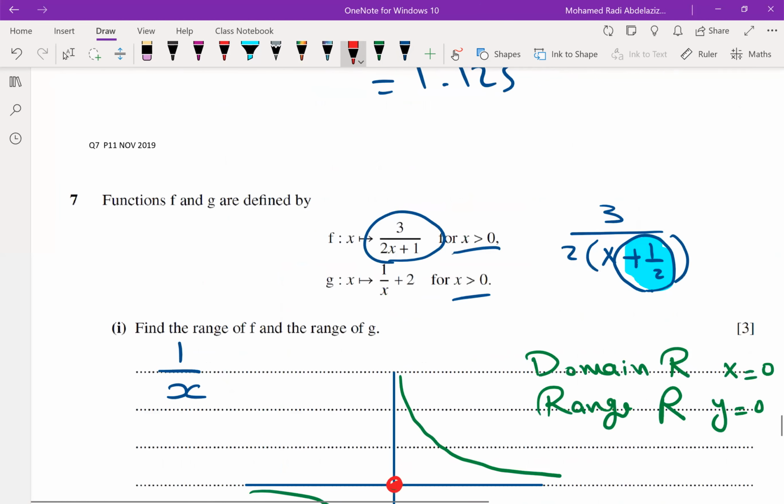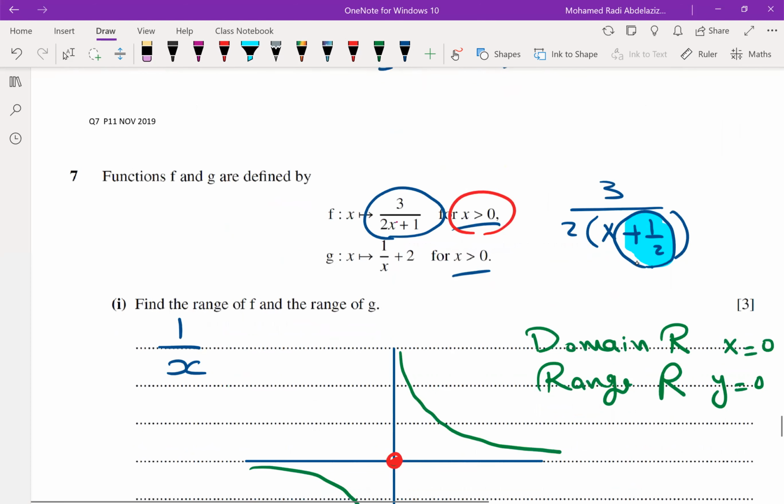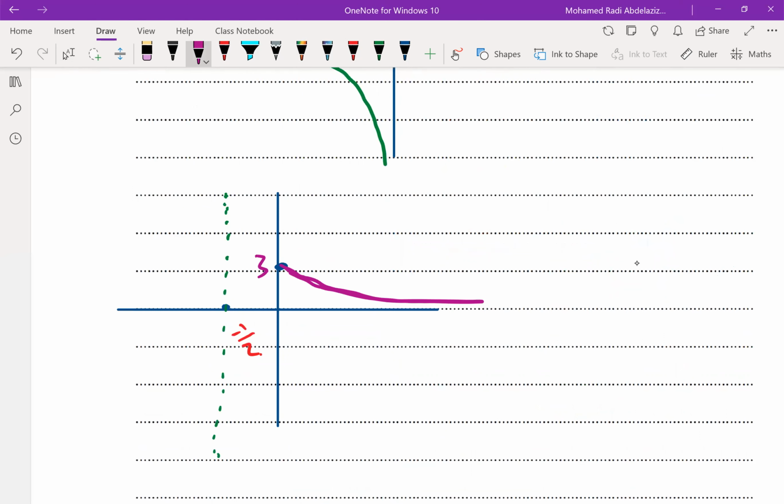But it's written that the domain of the function is x more than 0. So I will start only from 0, from this point, and sketch only this part, where the x-axis is the asymptote. Now this is the graph of the function. When x is equal to 0, y is equal to 3. This is why each time you are asked to find the range, please sketch the graph of the function. If you substitute 0 you get 3, then the function decreases but doesn't intersect the x-axis.